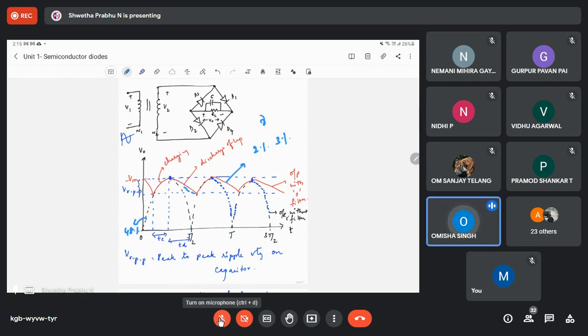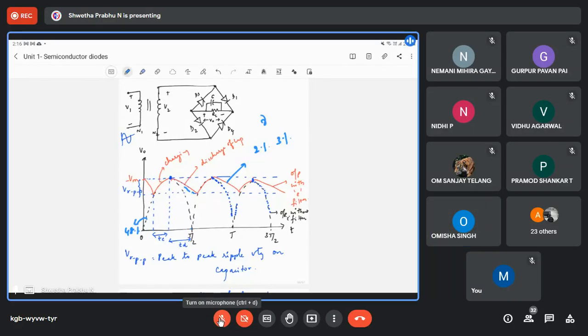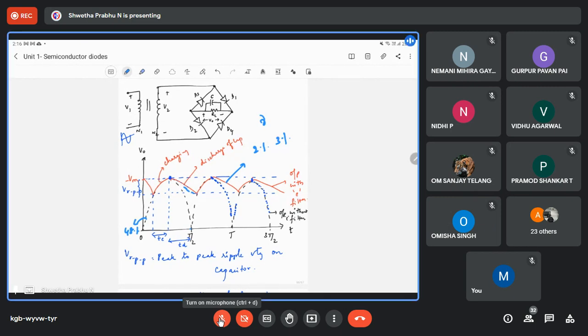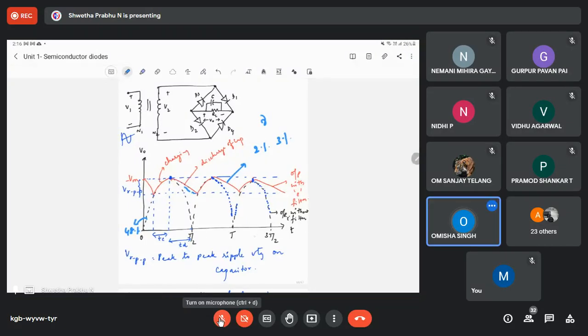Ma'am, positive and negative charging and discharging will still happen, but the ripple will be reduced in the C filter. Yes, it will be reduced, but not equal to 0. Ma'am, here the voltage falls to 0 without the capacitor filter. Why doesn't it fall to 0 with the filter? The voltage will not fall to 0. The capacitor charging and discharging will continue. It will not come down to 0. Okay, ma'am.